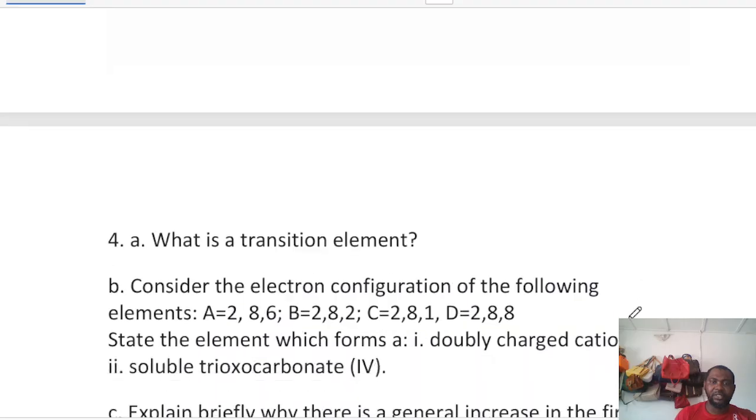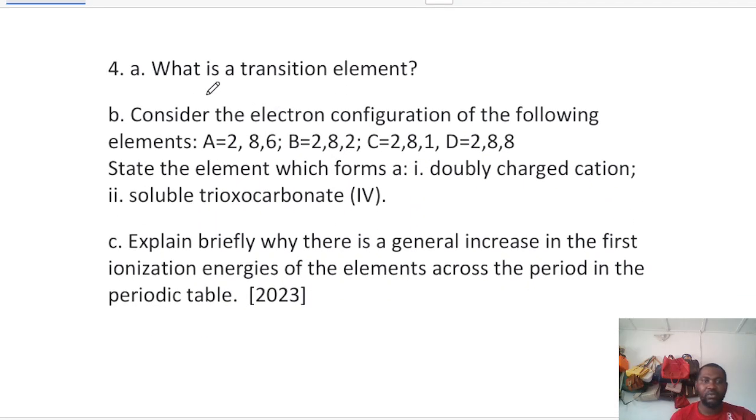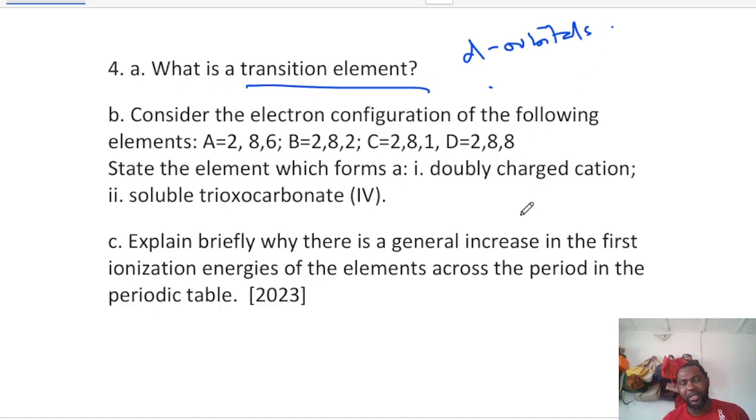Let's see another here. This one says, what is a transition element? A transition element is an element that has partially filled d orbitals. Any element that has partially filled d orbitals is a transition element. They are elements in the D block, and they have different properties. You can also talk about the properties of transition elements. For example, one of them is that they are colored. Another property is that most of them are paramagnetic, they can be attracted to a magnet.